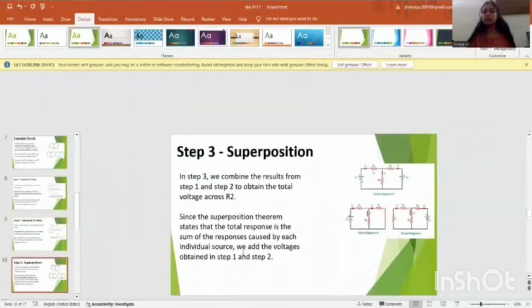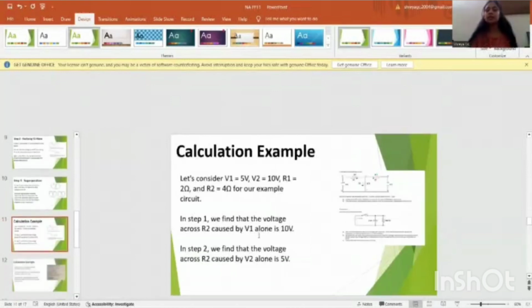In step 3, we combine the results from step 1 and step 2 to obtain the total voltage across R2. Since the superposition theorem states that the total response is the sum of the responses caused by each individual source, we can add the voltages obtained in step 1 and step 2. For example, in the calculation part, let's consider V1 equals 5 volt, V2 as 10 volt, R1 as 2 ohm, and R2 as 4 ohm.